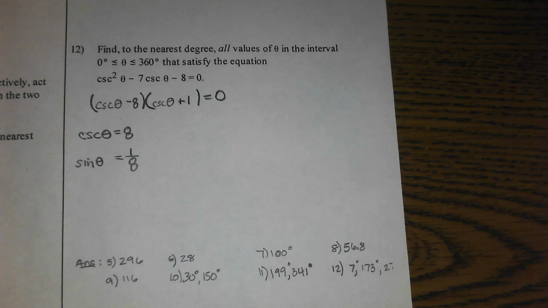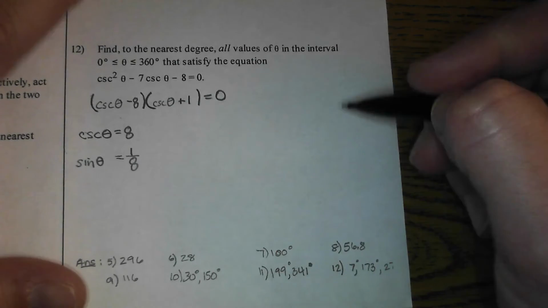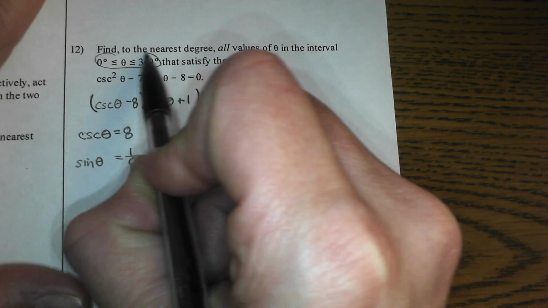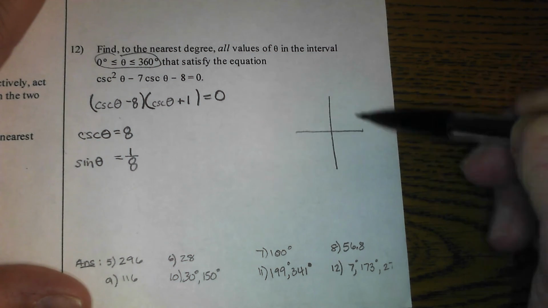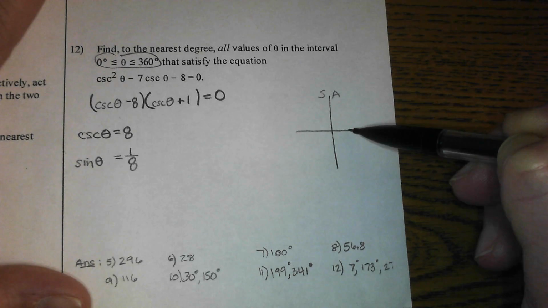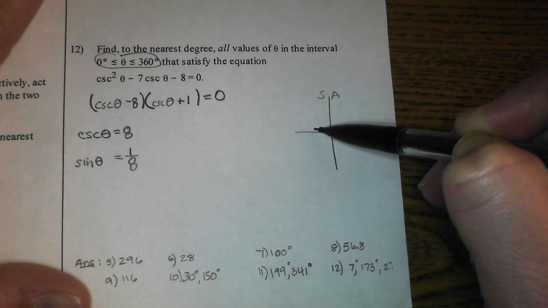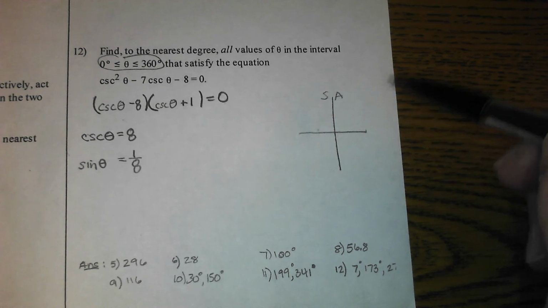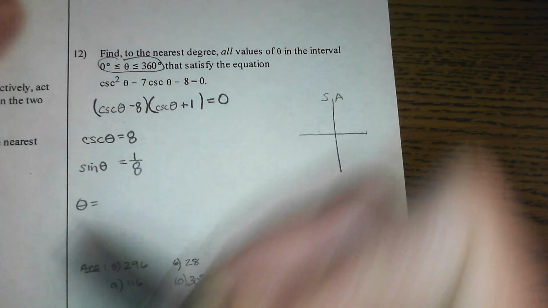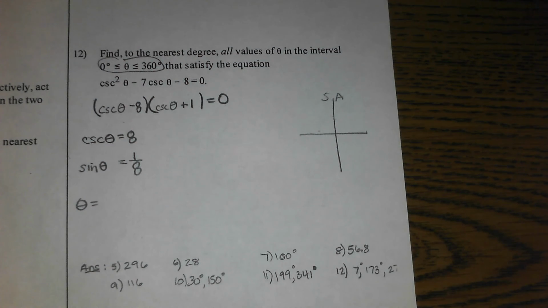Got to know your reciprocal functions. And if the sine is 1/8, it's not something we have memorized, yes? But we are still going to have 2 answers because sine is positive in the first rotation, and we're only looking for answers from 0 to 360. Sine is still positive in the first quadrant and the second quadrant. We still need to find those 2 answers. Theta equals. Good?